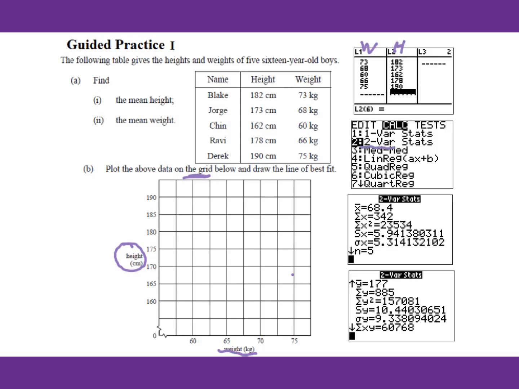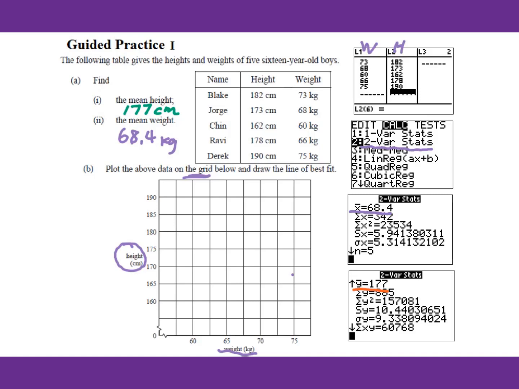And then we go to calculate. Go to two variable statistics. You can get the x bar. That's the mean weight. It's 68.4 kilograms. For the mean height, it will be 177 centimeters. For B, plot the above data on the grid below and draw the line of best fit.